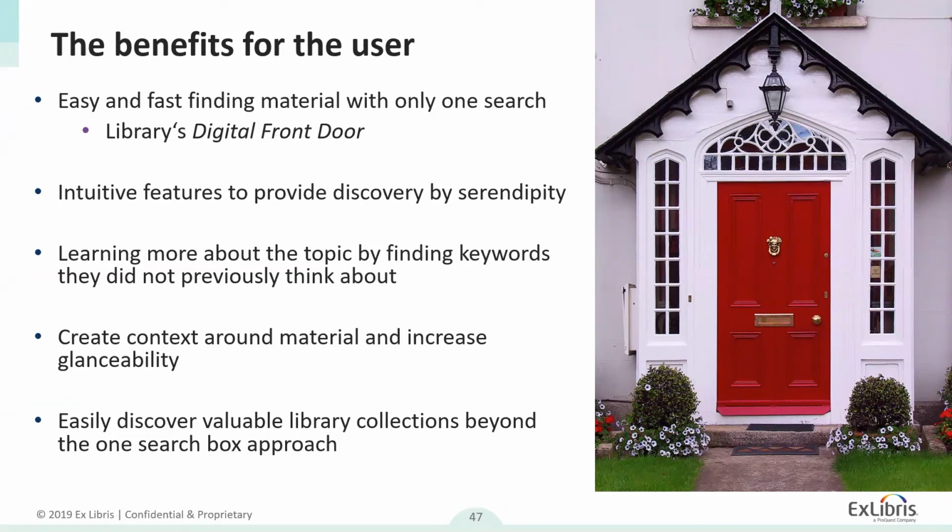So for them, they're actually pretty intuitive features, and they also provide discovery by serendipity. They provide a learning experience, for example, about the topic by finding keywords users did not previously think about. That's something that I also find very useful when I'm doing searches. I find one item, I usually think of my first search, but all the different items that I find via the relations give me just more ideas, and I learn about the topic, and I can run my searches with that. They create context around material and increase glanceability, also very important.